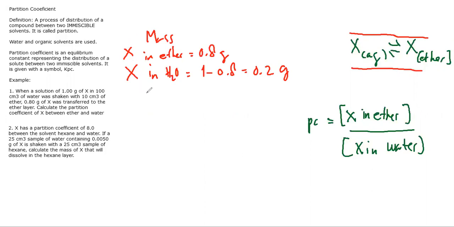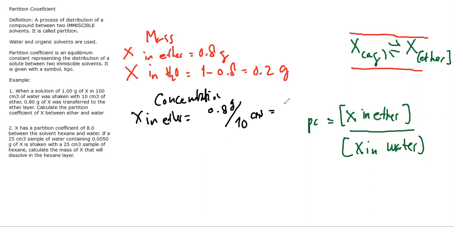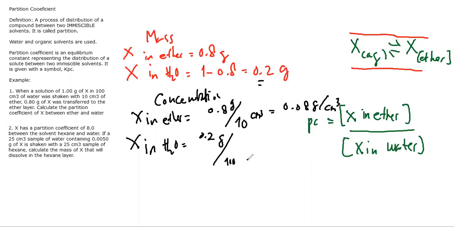The next step that we need to do is define the concentration. The concentration for X in ether is 0.8 divided by the volume. It was taken in 10 cm cube of ether, so divided by 10. This is gram, this is cm cube, so you will have 0.08 gram per cm cube. I can also calculate the concentration of X in water. It is 0.2 grams divided by the volume of water, which is 100 cm cube, so I will have 0.002 grams per cm cube.